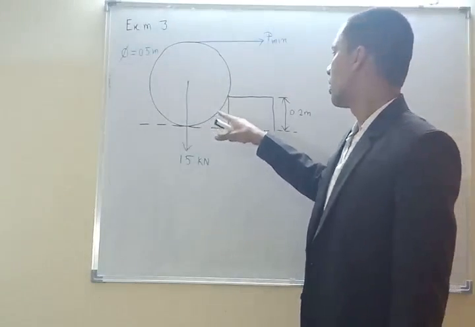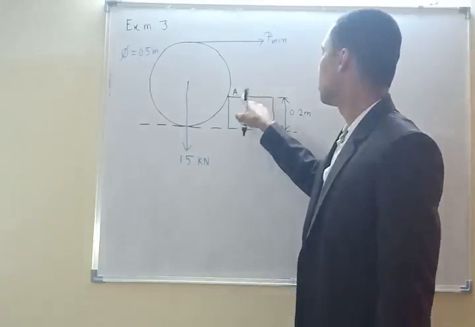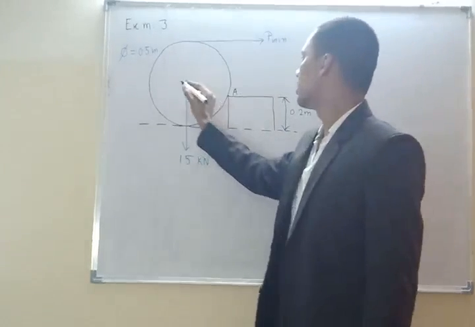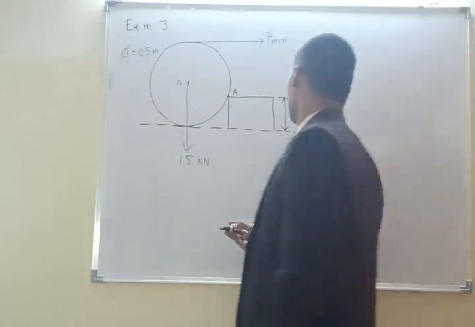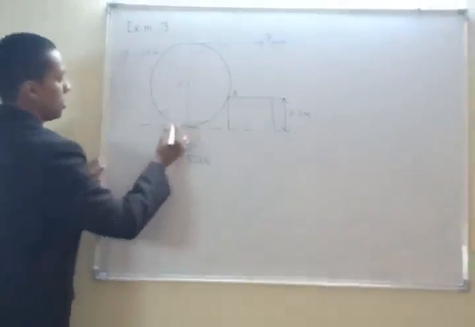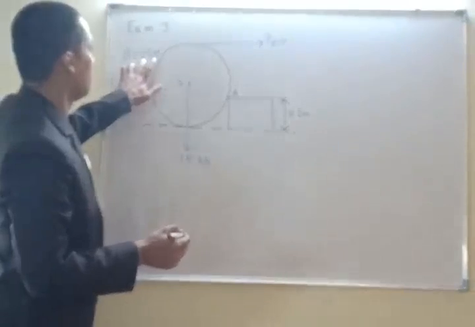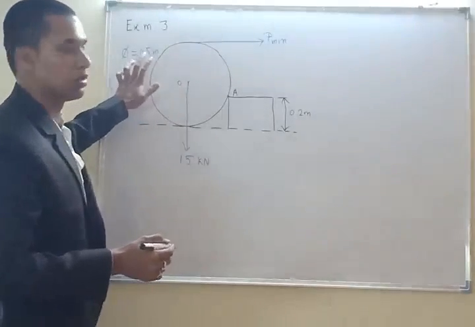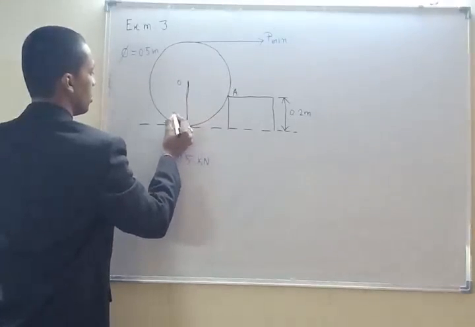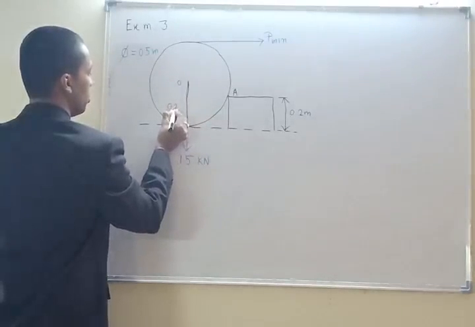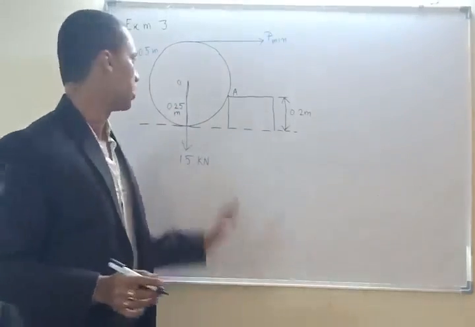Okay. Now I'm taking some point. I'm writing this one as A. This is the point A. This is the point O. This one is the radius. If this is the diameter, then the radius will be half of this. So the radius is 0.25 meter.